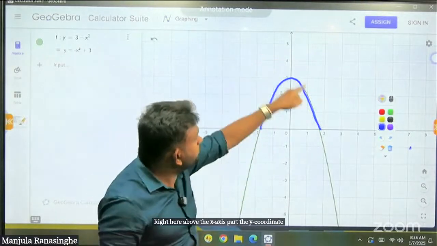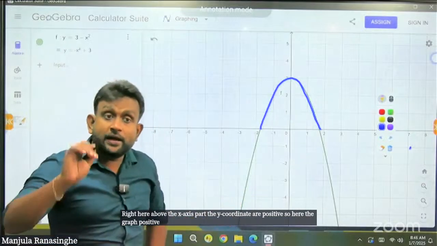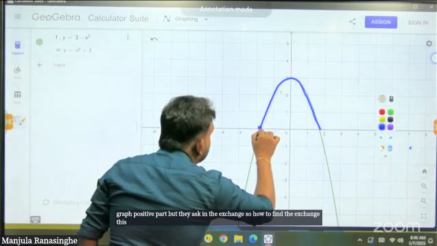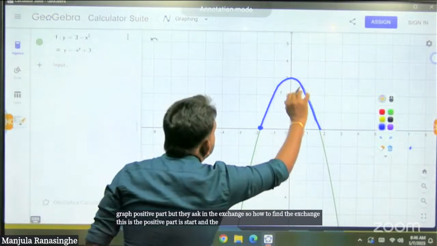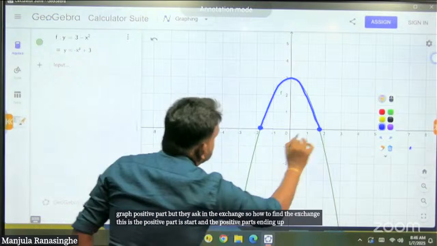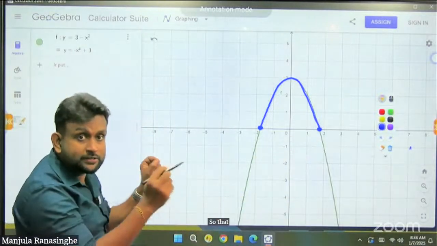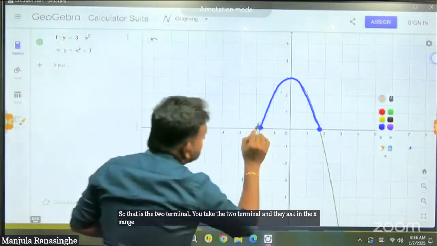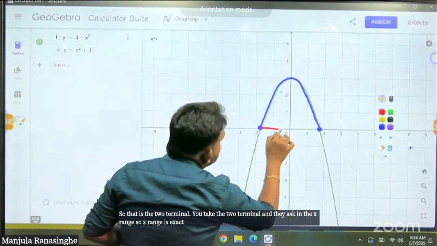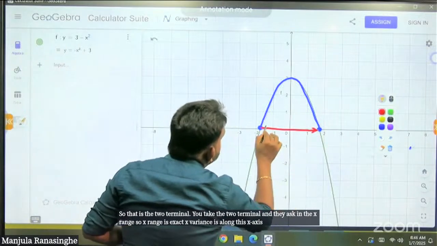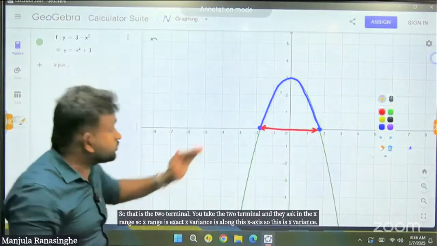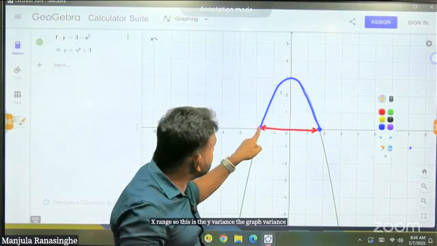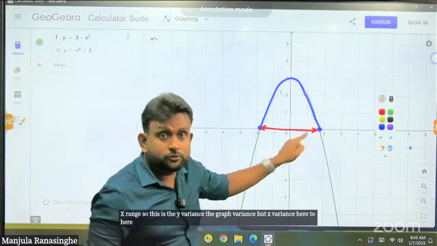So here is the positive part of the graph, but they ask for the x-range. So how to find the x-range? The positive part starts here and ends up here this way. So those are the two terminals. You take the two terminals, and they ask in the x range. The x range is the x variance along this x-axis. So this is the y variance, the graph variance, but the x variance is here to here. So you take that range.